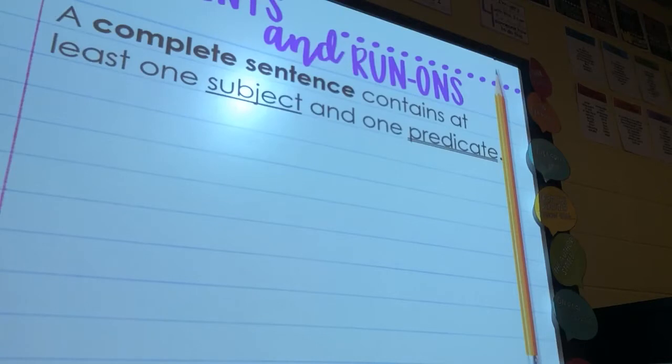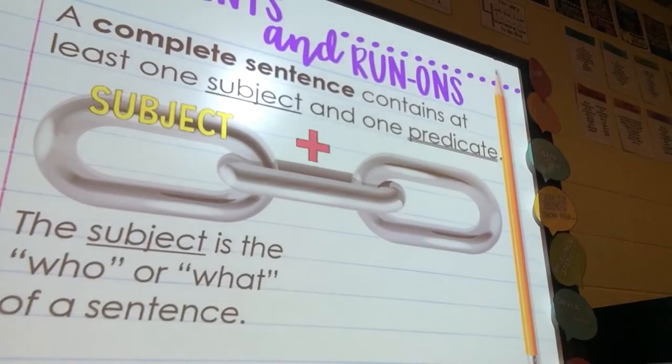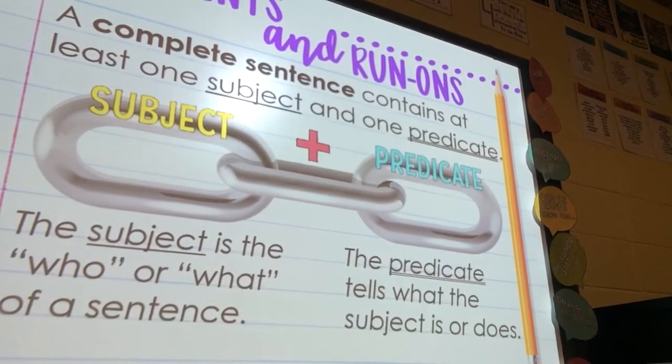So in your first box on your notes page, you're going to write that a complete sentence contains at least one subject and one predicate, and it's going to go right here. Okay, notice that it has chains. Subject and predicate. So you're going to write it right here. A complete sentence contains at least one subject and one predicate.